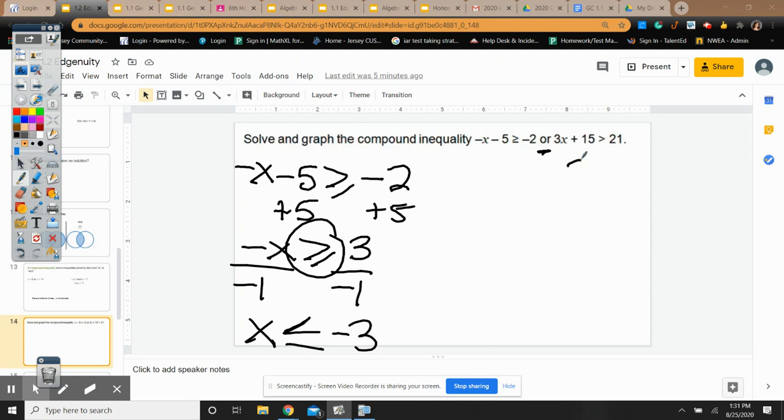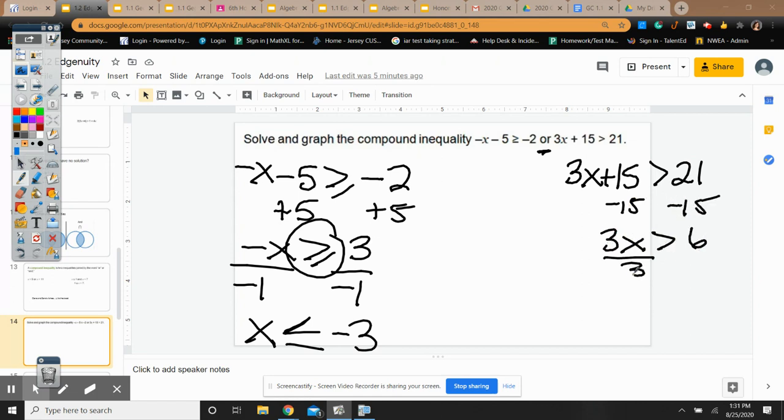You look at the second one here, 3x plus 15 greater than 21. Subtract 15, and you get 6. So 3x is greater than 6. Divide both sides by 3. You don't have to flip it here because it's a positive 3. And x is greater than 2. It's an or, so they are going to be like oars of a boat. Negative 3 is smaller. Solid circle to the left.